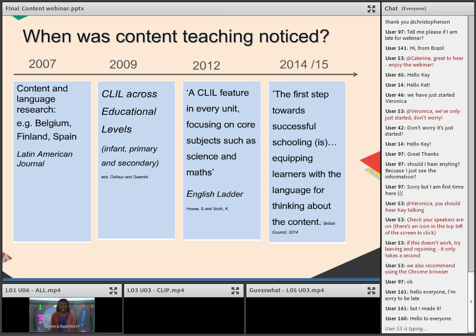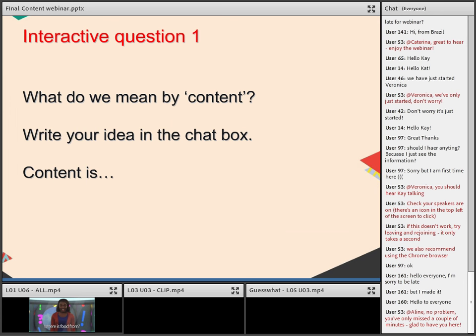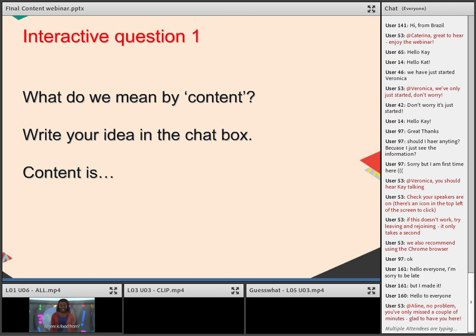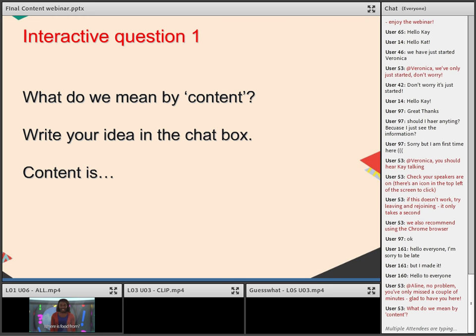Having looked briefly at the evolution of content teaching, I'm now going to address the second content question: what do we mean by content? First of all, we'd like you to write your idea by finishing the sentence, what content is in the chat box. So if you start with content is, could you complete that sentence? Don't make it too long because of time. Thank you.